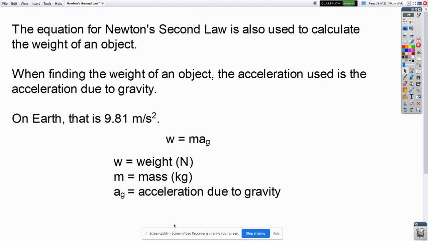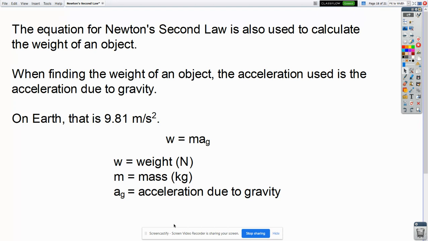The equation for Newton's second law can also be used to calculate the weight of an object. Weight is the measure of the pull of gravity on an object. It's a force, so it's measured in newtons, just like every other force is. And because it is a force, measured in newtons, we use the same equation to calculate it. It's just that the acceleration is going to be a given. It's going to be acceleration due to gravity.